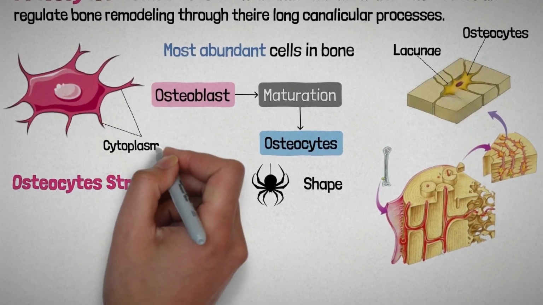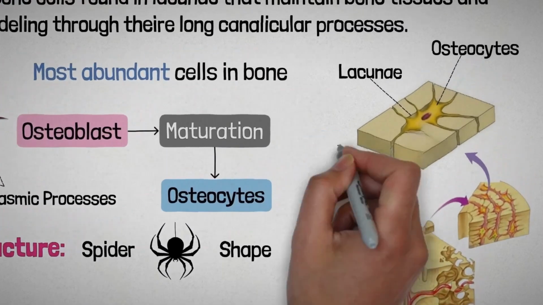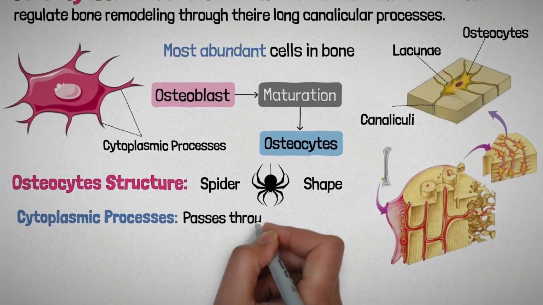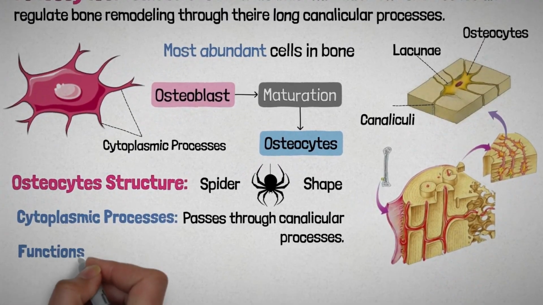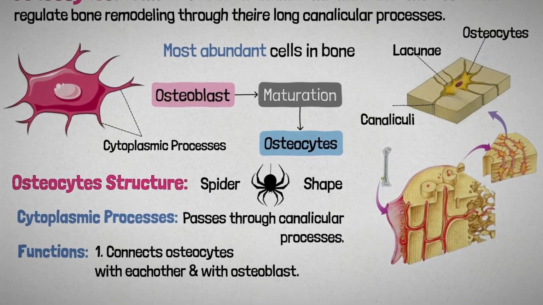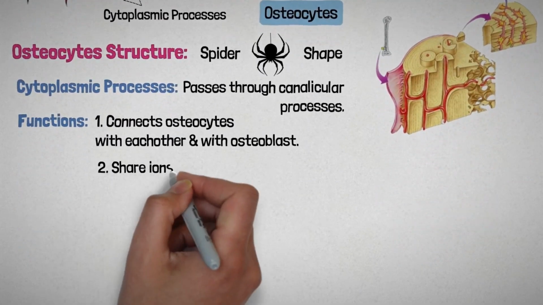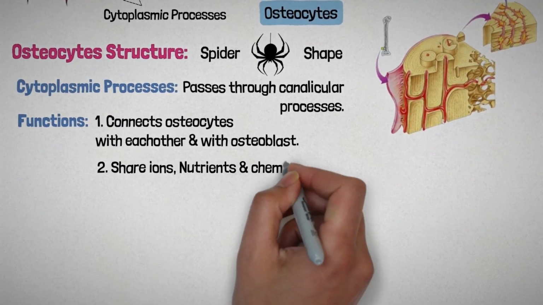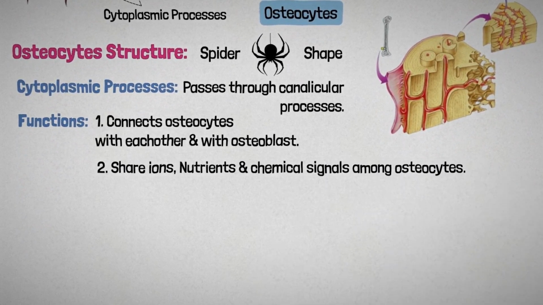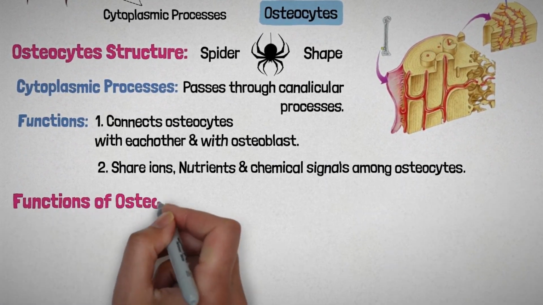Their structure is spider-shaped, with many long and thin cytoplasmic processes. These processes extend through microscopic channels called canaliculi, which directly connect each osteocyte to other osteocytes and to osteoblasts present on the bone surface. At the end of each process, there is a gap junction that allows ions, nutrients, and chemical signals to be transferred from one cell to another.